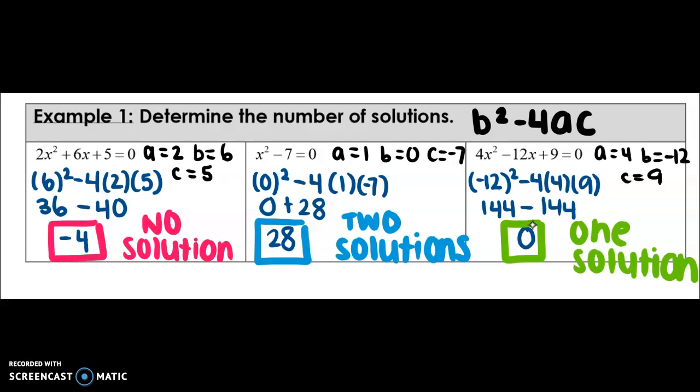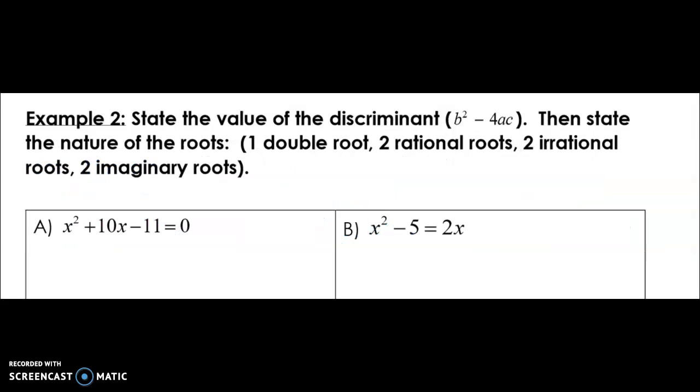Now let's take a look at the last 4 examples at the bottom here. We're going to get a little bit more descriptive with how we state the types of solutions. So the different types of solutions, we are actually going to state the nature of the roots. Depending on the value of our discriminant will depend on the different type of nature we define that discriminant to have. When there is one double root, that means the discriminant is equal to 0.